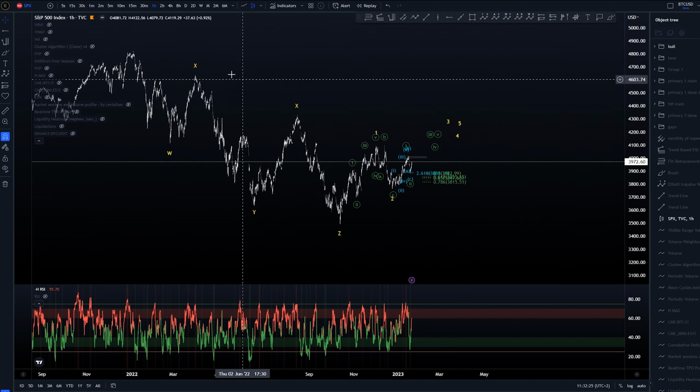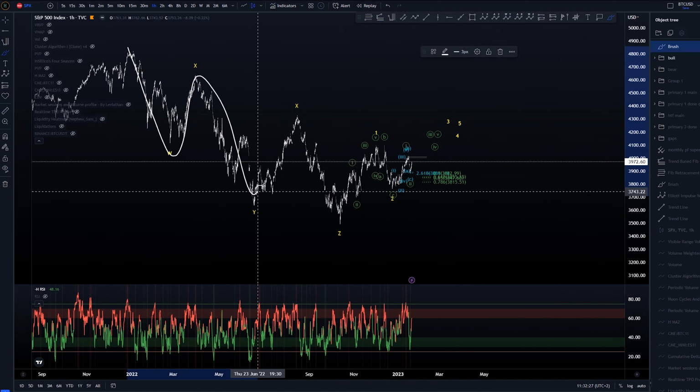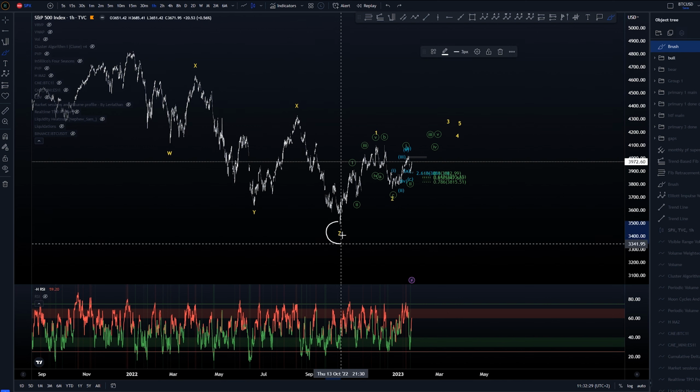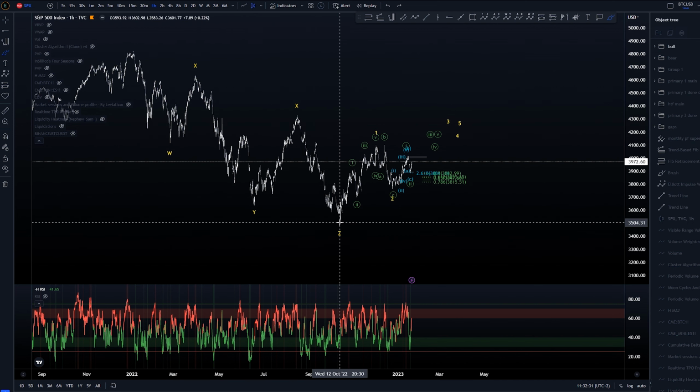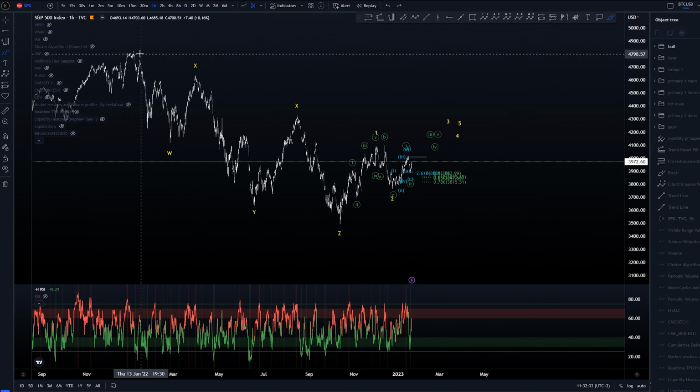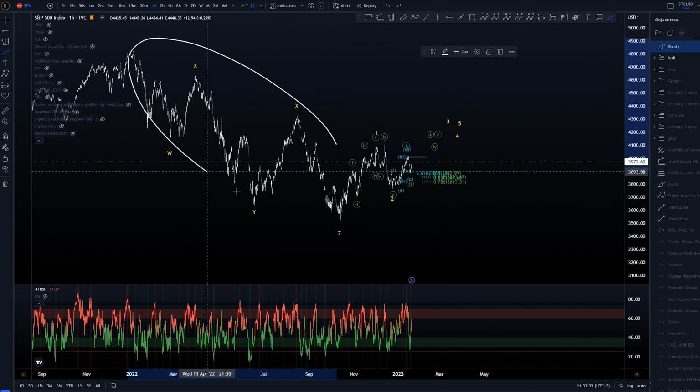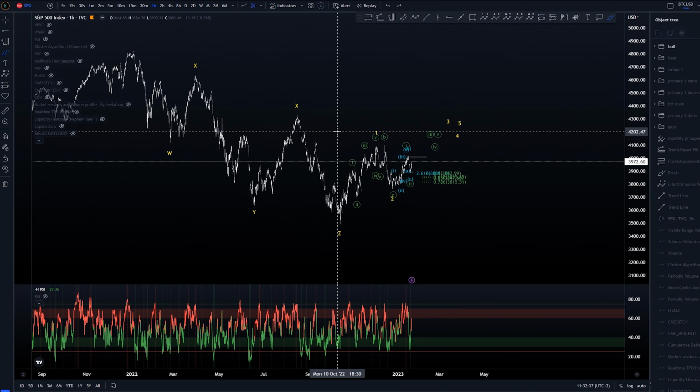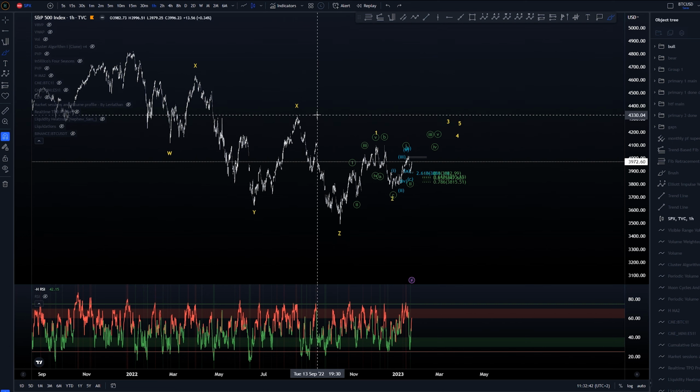First of all, the overall idea would be that we would have to have completed this whole structure, a triple correction down into the lows of October 2022. For this to happen, this overall structure here, WXYZ, is very, very uncommon. I can't stress this enough. It is very uncommon.